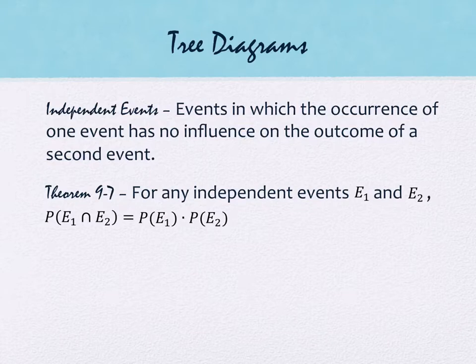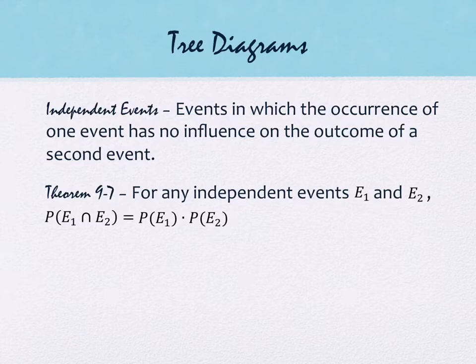But even the coin itself, from one flip to the next flip, there's no bearing of the first flip on the second flip, right? The second flip has absolutely nothing to do with what the first flip was. They're independent events. The outcome of one does not affect the outcome of the other.